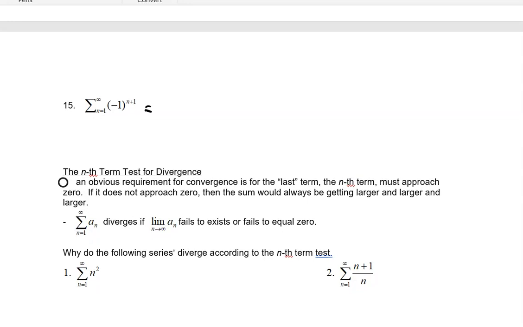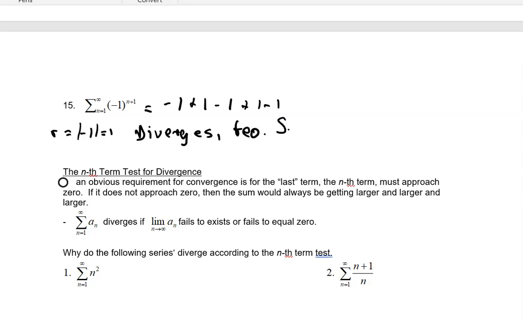On the first page, if n is a 1, you're going to get a negative 1 for the first term. Then we would get a positive 1, negative 1, positive 1, negative 1, so on and so forth. And what we see here is our r is a negative 1. And because the absolute value of this is equal to a 1, this guy would diverge. And we would say it's a geometric series with a ratio whose absolute value is equal to 1. All right.